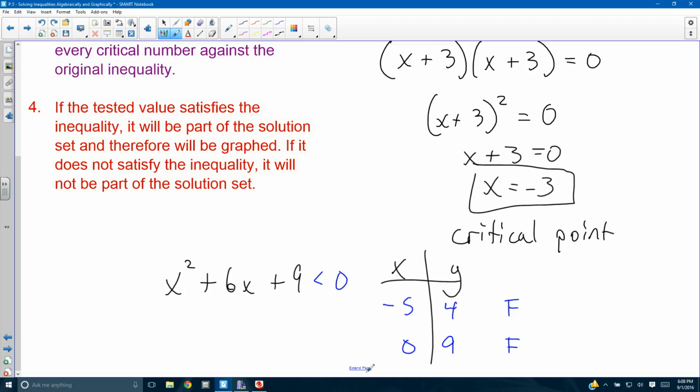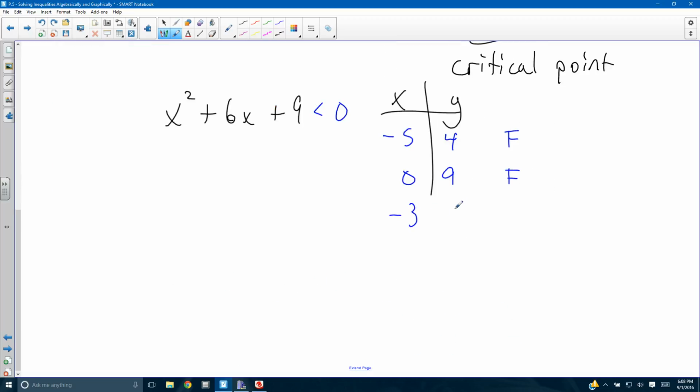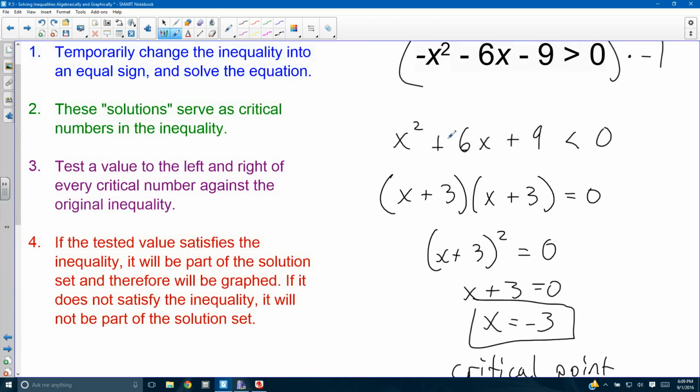-3 gives you 0. I'm just going to put it here just to remind you. -3 gives you 0. 0 is not less than 0 either. That is false. There is no point anywhere. There's no x value that I can substitute for any of this that will ever give me a negative number. Not that all of these do this, just in particular this one.